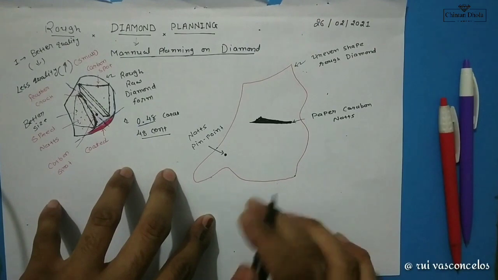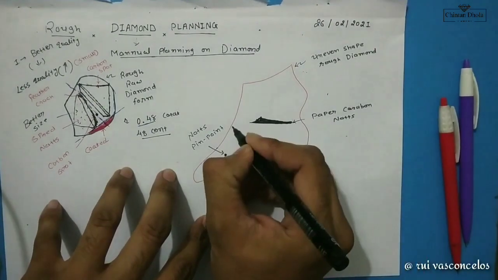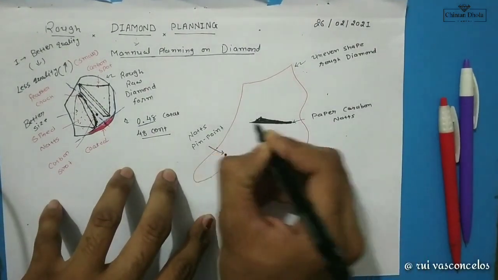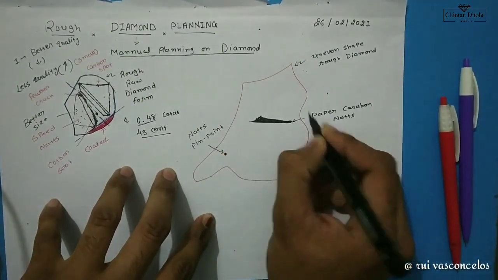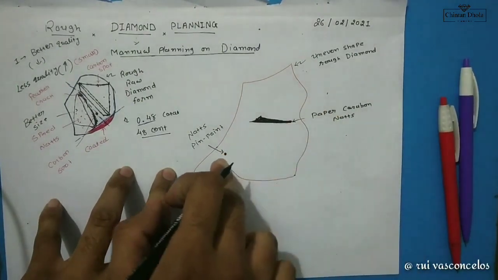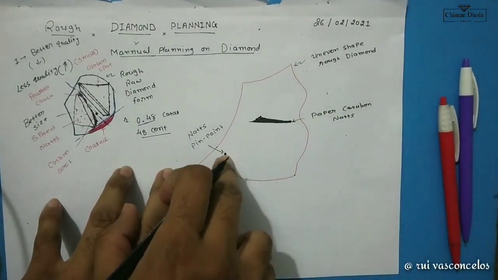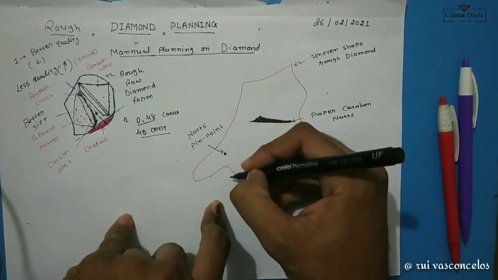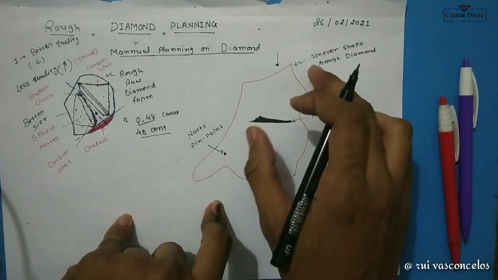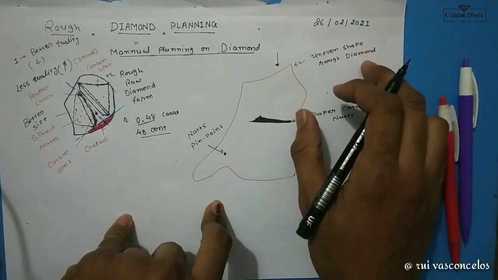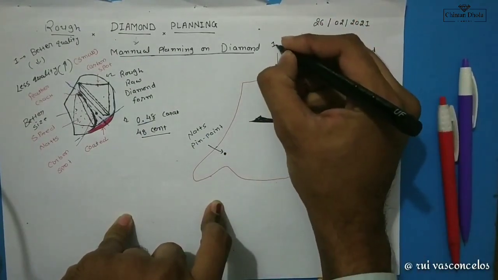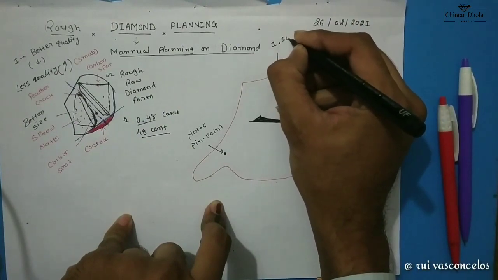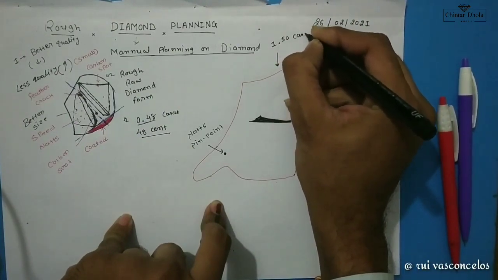Okay, let me do some kind of process on it. Firstly, we have to just remove this bigger portion, not this smaller portion. Why not this? Because when you cut this portion first, then what happened? Now the weight of this uneven shape rough diamond is something about 1 carat and 50 cent.